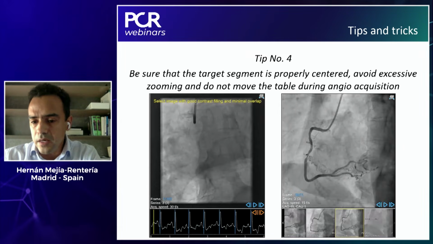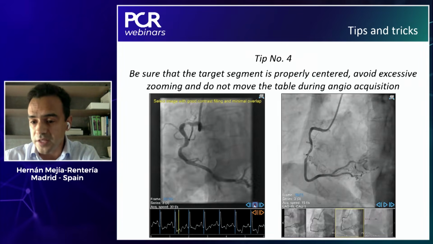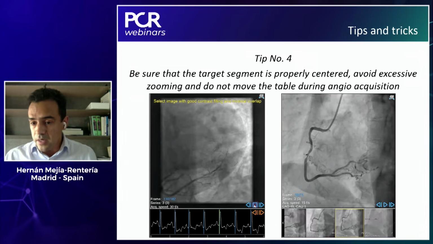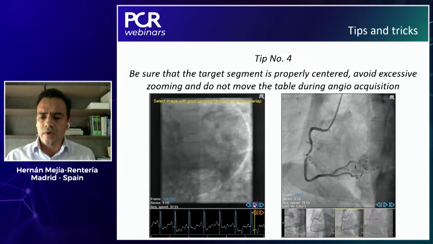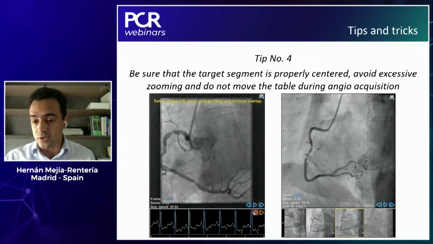And this is my last tip related with the angio quality. You have to be sure that the target segment is properly centered, avoiding excessive zooming, and do not move the table during angio acquisition. And this is very important because otherwise, as you can see here, maybe you cannot find a feasible end-diastolic frame for calculating QFR.